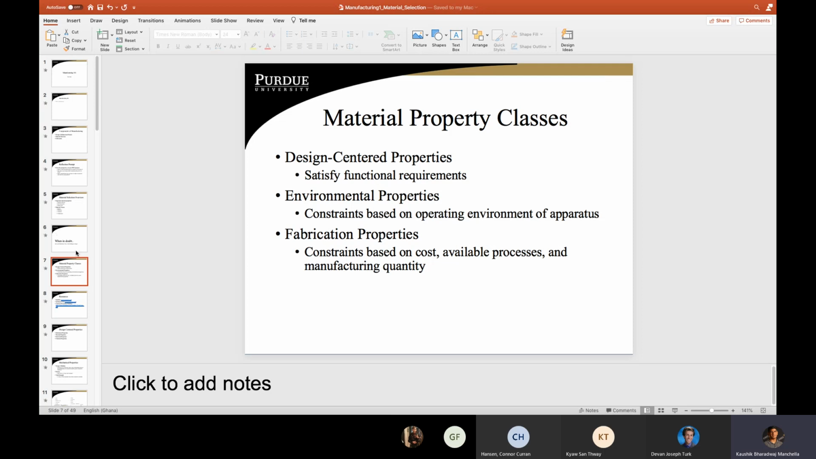Our three high-level property classes are design-centered properties, which are meant to satisfy the functional requirements of your engineering design. Then you have environmental properties. These are constrained based on the operating environment of your product, meaning when your product is being used, what are the conditions around it that would lead to your material selection? And finally, we have the fabrication properties. This is what you consider when you're in the phase of machining: the costs of machining, the available machining methods, and the manufacturing quantity that is going to be available to you.